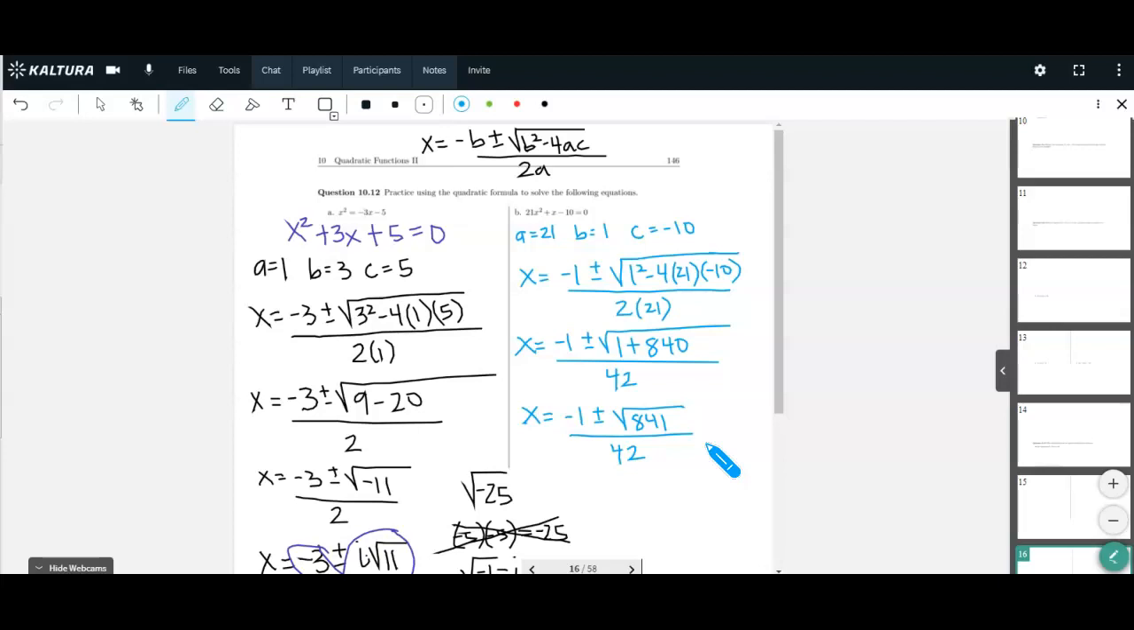Okay, let's see if you got to this point. All right, notice the inside here we had a -4 times 21 times -10. And so that means it's going to give us a positive 840 inside there. We'll add the 1 to it, and we'll get 841. That looks like a really crazy big number, but if you try to take the square root of that, it actually comes out nicely. The square root of that is just 29. So we get x equals -1 plus or minus 29, all divided by 42.